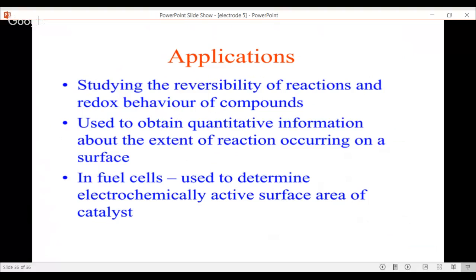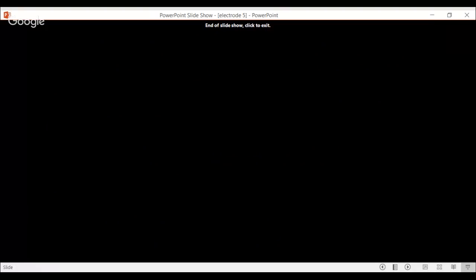So the applications are studying the reversibility of reactions and the redox behavior of compounds, and obtaining quantitative information about the extent of reaction occurring on an electrode surface. In fuel cells, it is used to determine the electrochemically active surface area of the catalyst. This is one of the important parameters of fuel cells. We will see that the active surface area is not equal to the geometric surface area. So we have to determine this. We will do this. We will stop at this point and answer some questions if you have any.